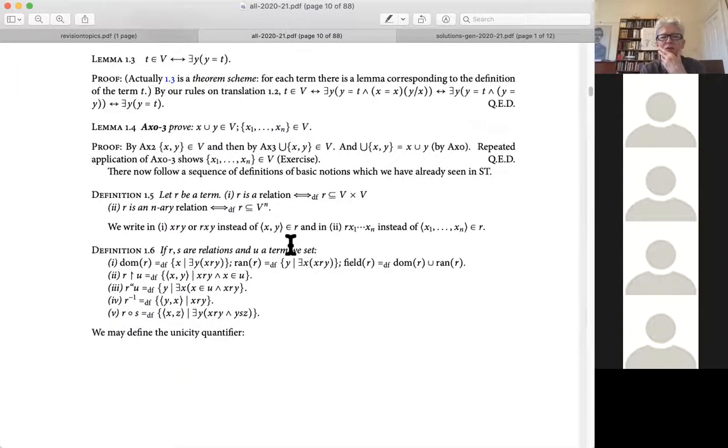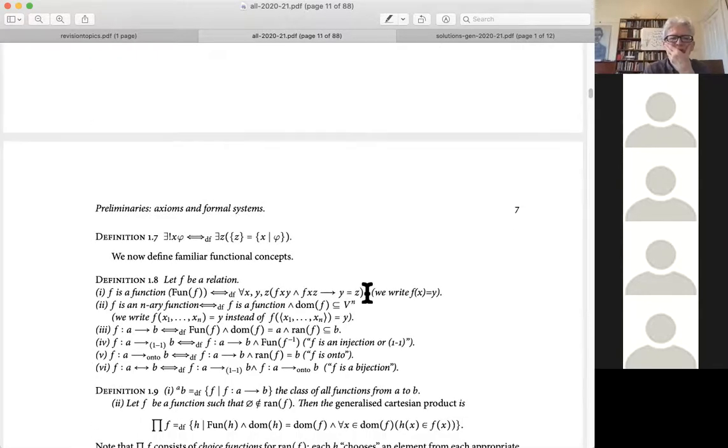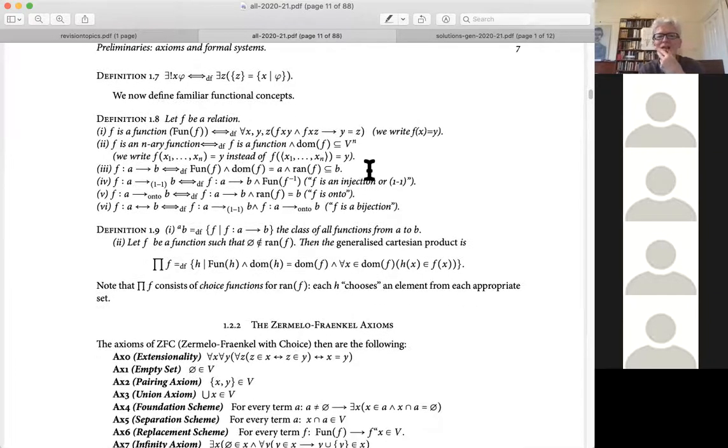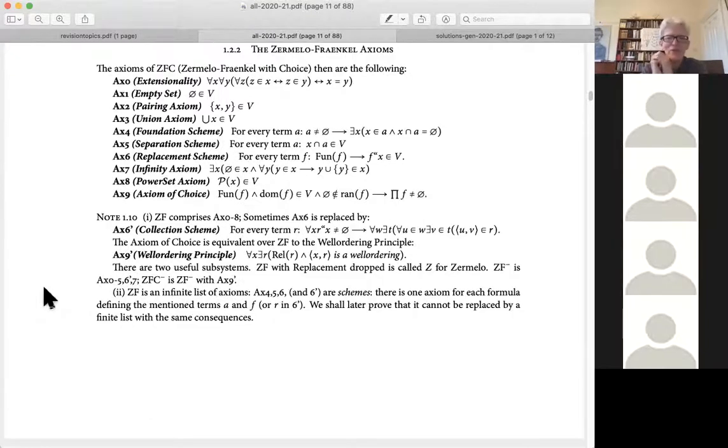Okay, so some more definitions: what it is to be a relation. The domain of a relation is the things in the first coordinate, and the range of the relation is the things that appear as a second coordinate over here. And here there are some elementary definitions about what functions are. Okay, so I won't do everything again. Here's a list of our axioms, if you need to find them.